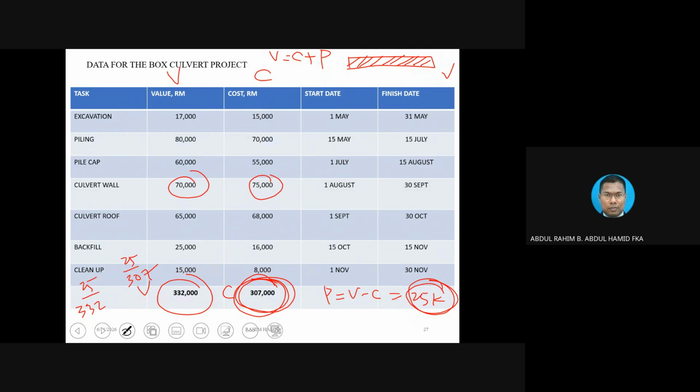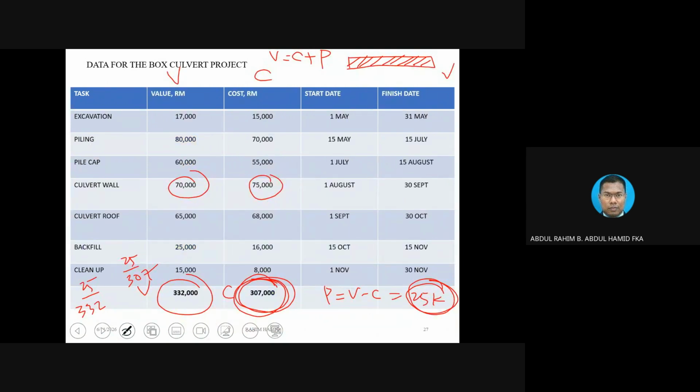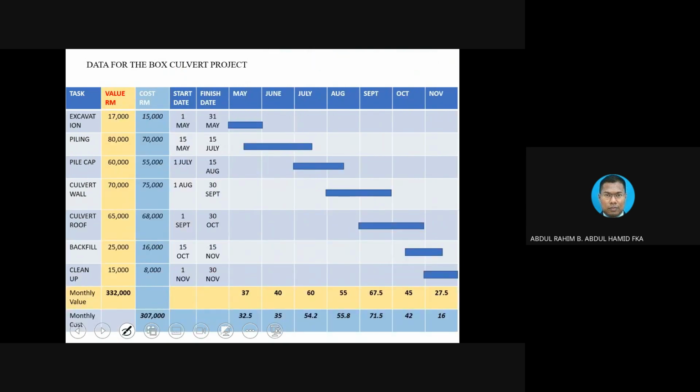Now let's say this is the data given. First thing first, when you see the data, you need to construct the bar chart. This is what we call a bar chart, based on the data. Let's say 1st May to 31st May. So this is the 1st May, this is the 31st May. Finish. Let's say you already constructed the bar chart. Now, how do you do that?